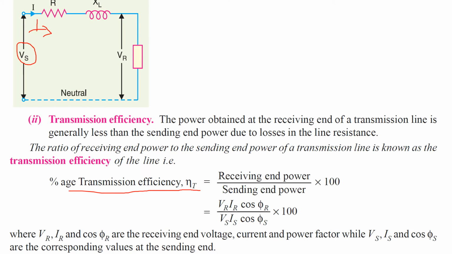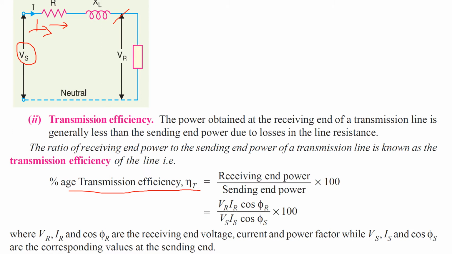When the power is injected in this line, the current will flow and this current will create I squared R losses in the line. Hence, the power available at the end of the line will be equal to power sent minus line losses. So receiving end power will be less than the sending end power. If the losses are more, then efficiency will be less. If the losses are less, then efficiency will be more. So you can improve the efficiency by lowering the I squared R losses.